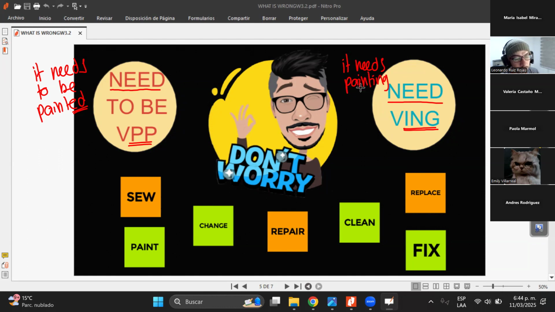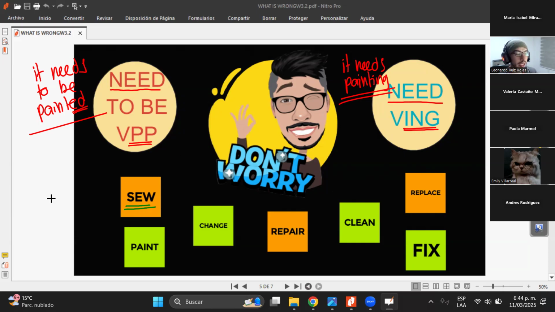What's the difference between that? No, it's nothing. It's just necesita ser pintado, necesita pintura. But it's exactly the same, right? For example, I don't know, Emily's t-shirt has a tear because the haircut, yes? So in that case, what does it need?